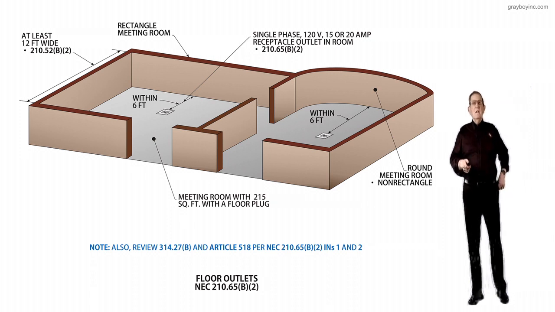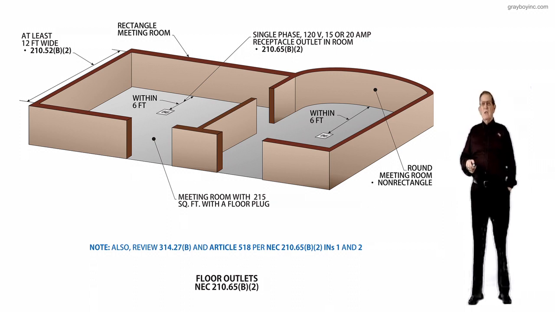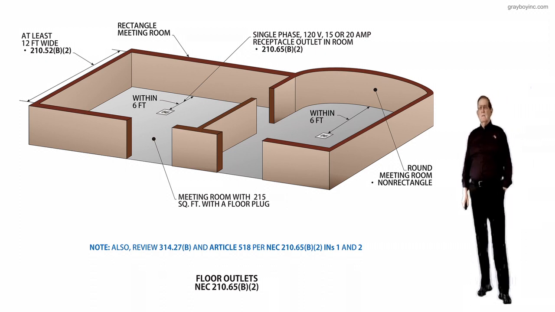Then in the note, it says, just to get a good feel of what we're requiring here, review 314.27(B) and Article 518 for rooms of assembly, and also look at 210.65(B)(2), exceptions 1 and 2, and then we get a real good feel for these floor outlets in 210.65(B)(2), as well as the wall outlets that would be required.